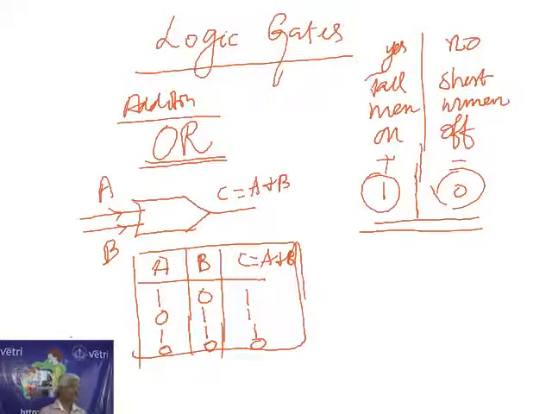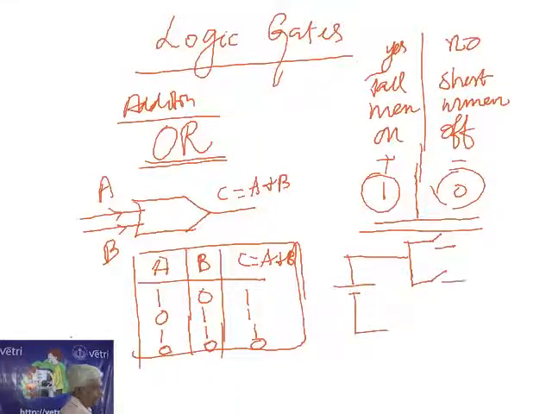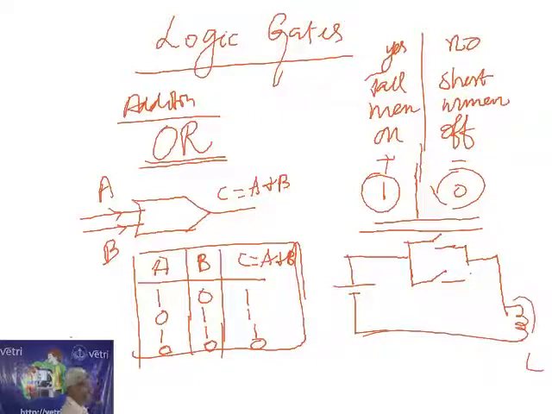So this circuit is called the OR gate. How is it operated circuit-wise? It is connected to the battery. Here also gate A, here also gate B. These are connected to a bulb, a lamp. This is gate A. This is gate B.